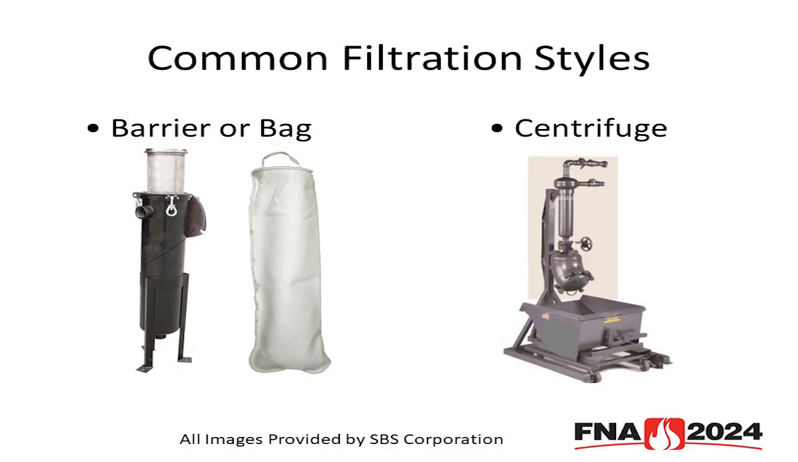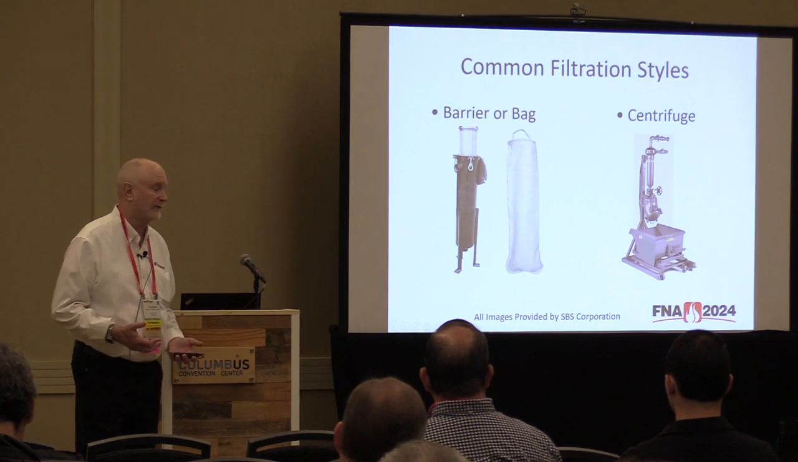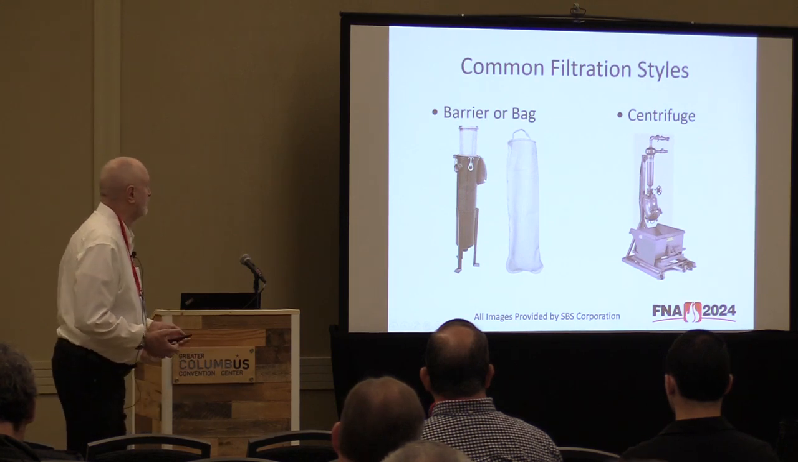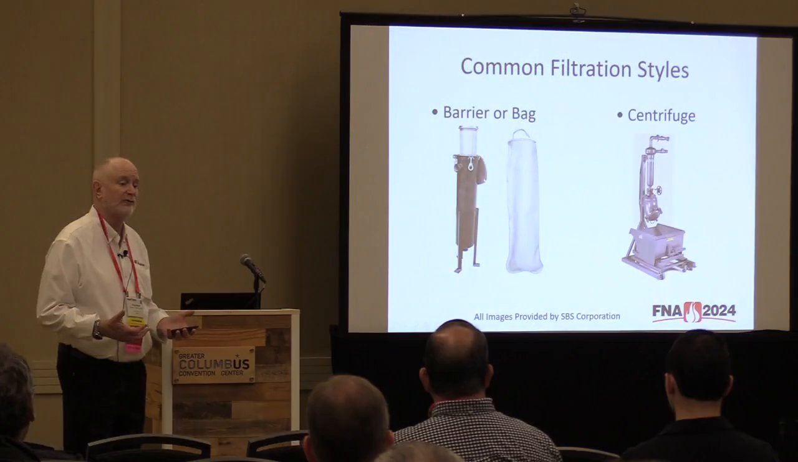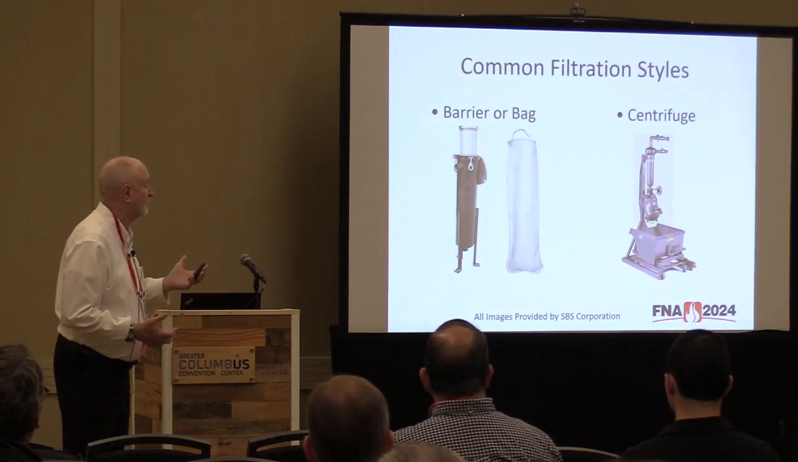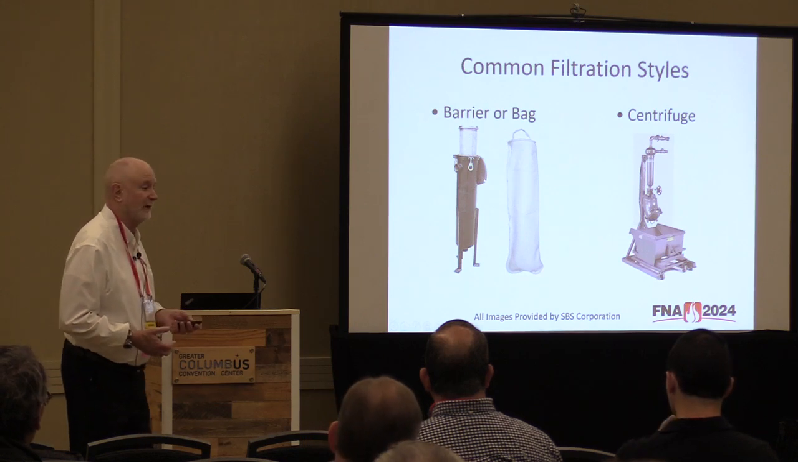So there's two very common types of filters: bag filtration or barrier filtration, and centrifuge. There's a lot of different types of centrifuges. Today we'll talk about the vertical centrifuge. Now the way the barrier filtration works is the oil enters into that canister, it's pressurized, the oil is forced through the bag filter, and it comes out. The centrifuge is more complicated, but I have some slides later.